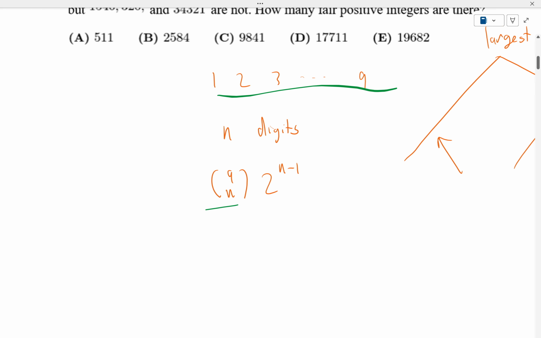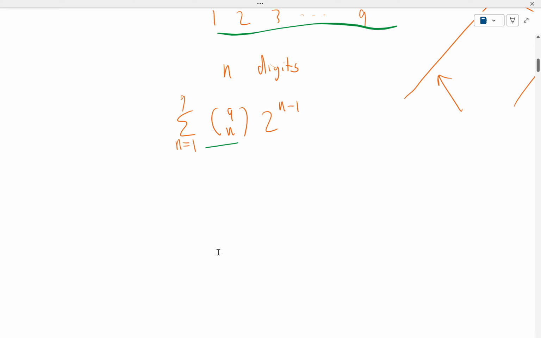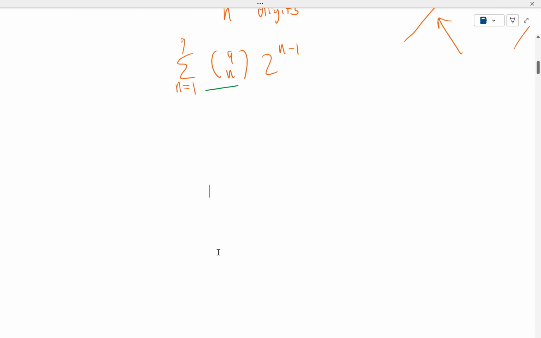And obviously n can be anything, so you take the sum from n equals 1, because n can't equal 0, and n is less than or equal to 9, right? That's kind of obvious because there are only 9 digits.